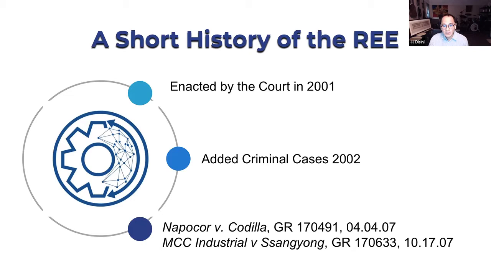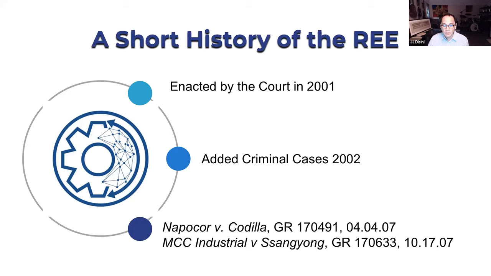Interestingly enough, as late as 2010, a decision was rendered by, I believe, a division of the Supreme Court, which held that the rules on electronic evidence do not apply to criminal cases, which is obviously an error. However, that error was corrected in 2014 when the same ponente issued another ruling recognizing that in 2002 electronic evidence became admissible in criminal cases. As it was explained to me, the reason it was overlooked was the manner in which the amendment of the rules on electronic evidence was done in 2002 by the court.